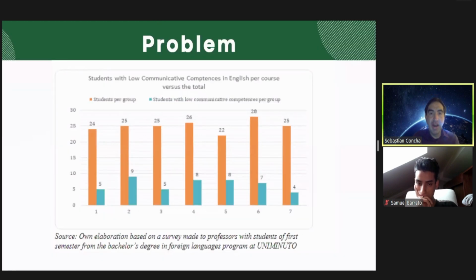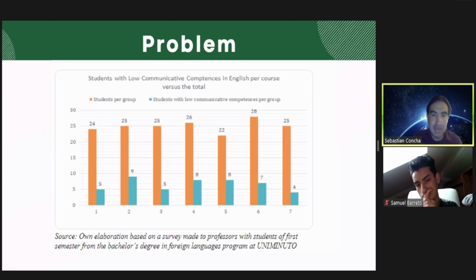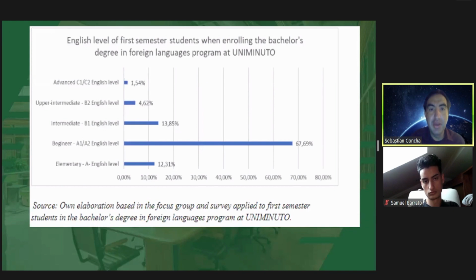Well, the problem was identified taking into account a survey first, in which professors identified the low English level students, taking into account their performance in class and their academic performance, their grades in different activities. So we can see here that the number of people who were chosen were 46 students who had a low English language level. So this is another way to identify the people who had a low level of English.